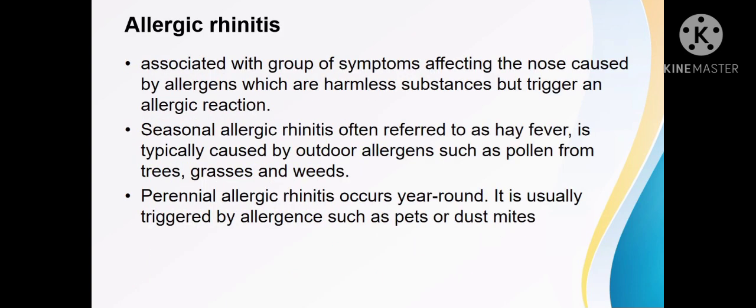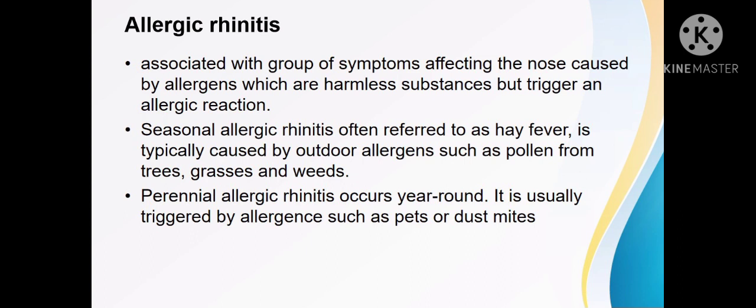Another respiratory problem or symptom encountered in community pharmacy is allergic rhinitis. Allergic rhinitis is associated with a group of symptoms affecting the nose caused by allergens, which are harmless substances but trigger an allergic reaction. Allergic rhinitis has 2 types, the seasonal allergic rhinitis and perennial allergic rhinitis. Seasonal allergic rhinitis, often referred to as hay fever, is typically caused by outdoor allergens such as pollen from trees, grasses and weeds. Perennial allergic rhinitis occurs year-round.